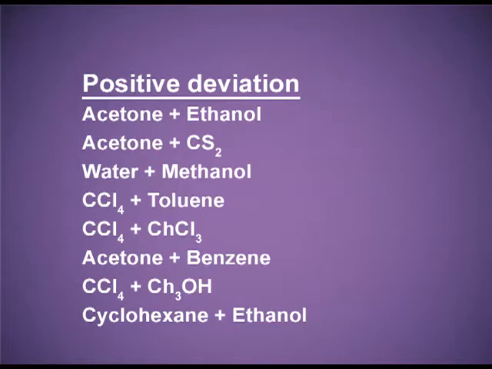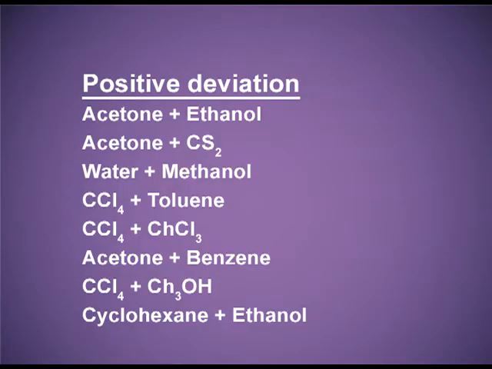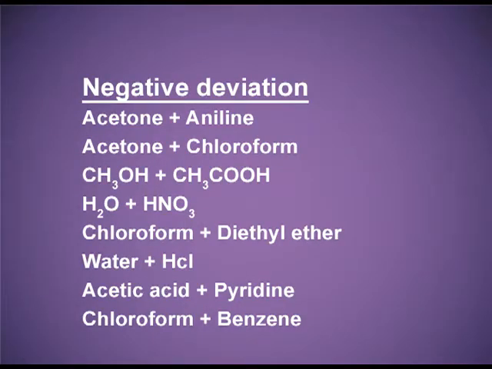Now let me give you an example of each type. Solutions showing positive deviation, for example, acetone and ethanol. When acetone and ethanol are mixed, the resultant solution will show positive deviation from the ideal behavior. Another example is acetone and carbon disulfide. There are so many solutions that show positive deviation. Acetone and aniline or acetone and chloroform will show negative deviation from the ideal behavior.